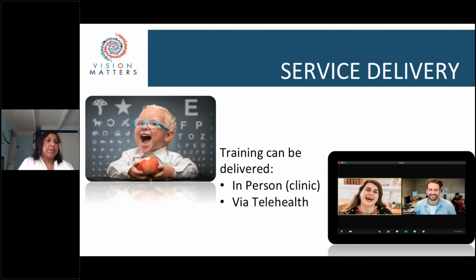This said, there are criteria for telehealth that should be considered and discussed with your orthoptist. So it's best for you to have a conversation with your low vision orthoptist about what options are available for you and what form of service delivery will help you gain the most out of this training.